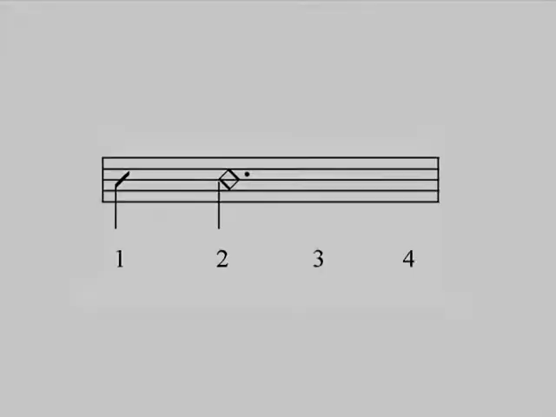Okay, and then the last one is just kind of reversed of that. It's a quarter note, then a dotted half note. So we're going to count it off. 3, 4, 1, 2, 3, 4. Okay? We don't hit it on the 3 or the 4, we let it ring.